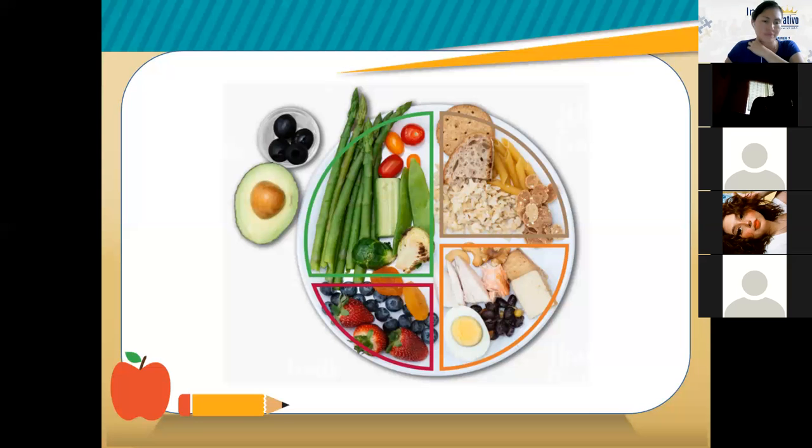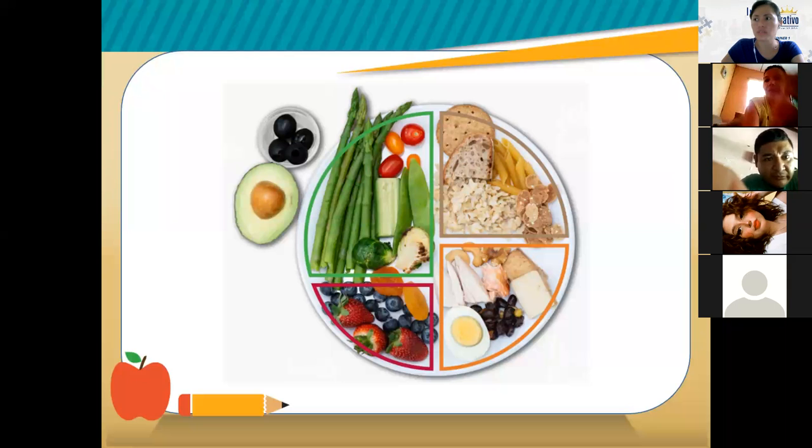Esas coles de Bruselas, esas chiquitas que parecen repollitos, ¿cómo se dice en inglés? Yo las conozco por coles de Bruselas. Brussels sprouts. Se dicen Brussels sprouts. Un sprout es como un retoño. Entonces ahí se llaman Brussels sprouts. Y están los cherry tomatoes, ¿verdad?